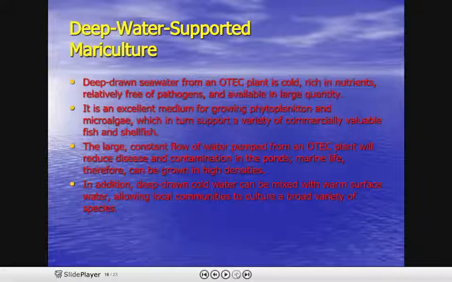It is an excellent medium for growing phytoplankton and microalgae, which in turn support a variety of commercially valuable fish and shellfish. The large constant flow of water pumped from an OTEC plant will reduce disease and contamination in the ponds. Marine life therefore can be grown in high density.